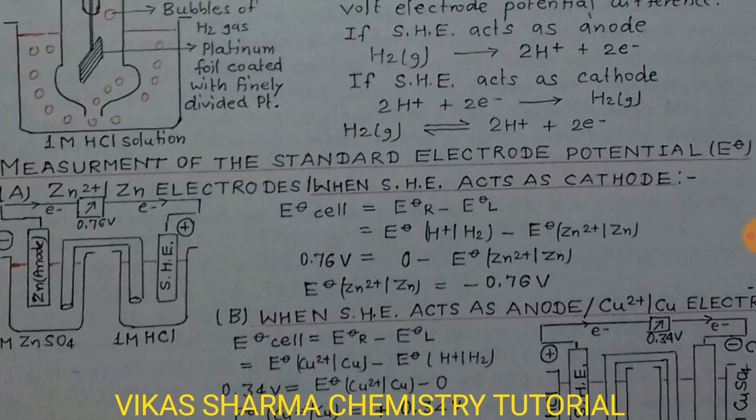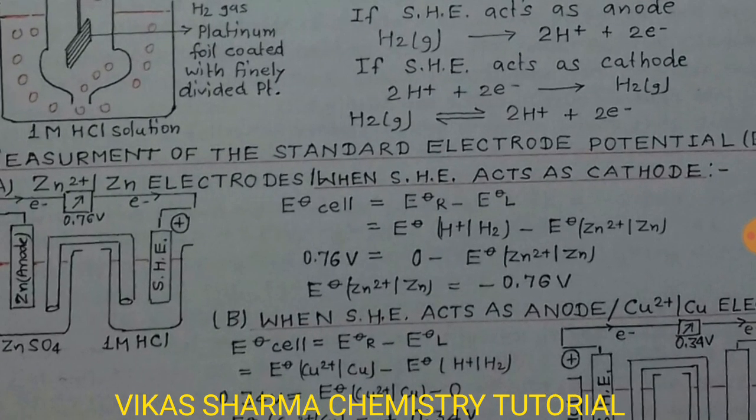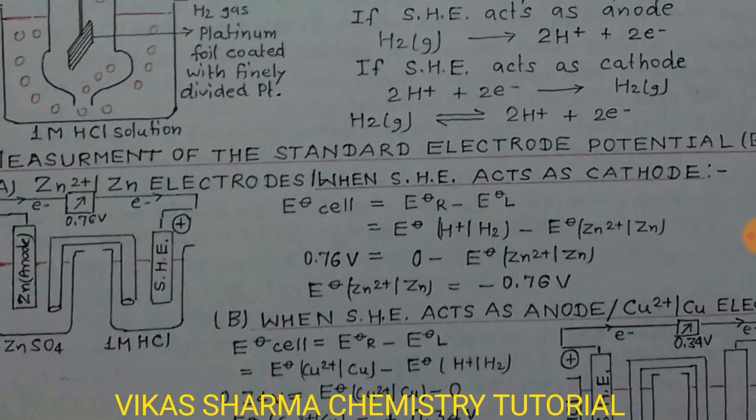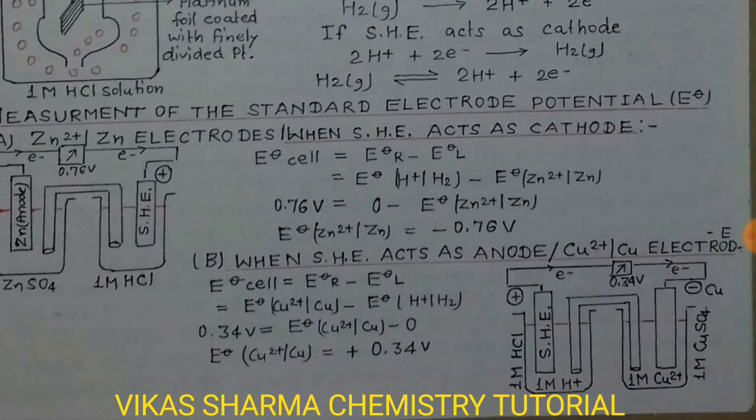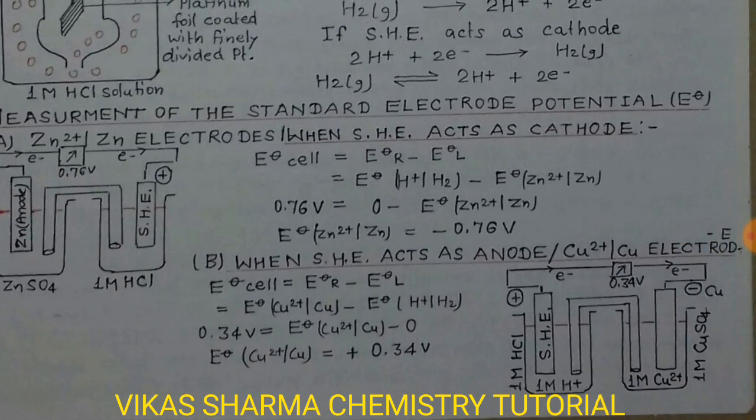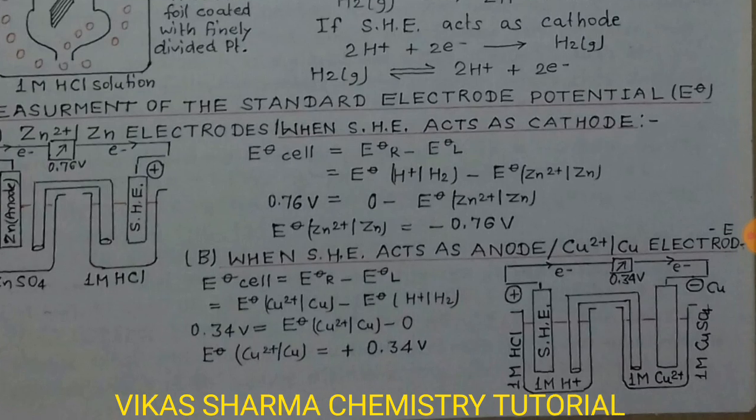If we want to calculate for Zn2+ and Zn when SHE acts as cathode, E° cell is equal to E° R minus E° L. Always remember SHE is 0.0 volt, so to calculate the potential value of zinc we put in the values. It is 0.76 volt equal to 0 minus E° Zn2+/Zn, so E° Zn2+/Zn is equal to minus 0.76 volt.